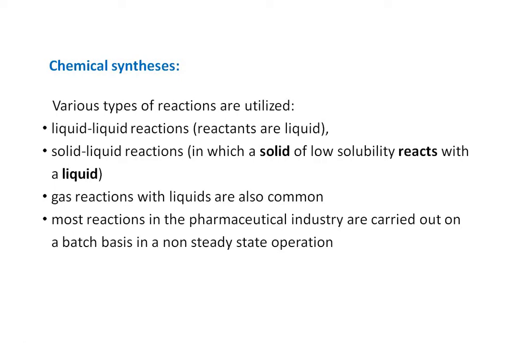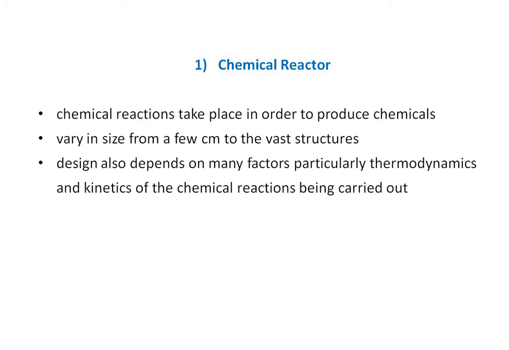Now, we are moving towards an introduction of some commonly used equipment in the pharmaceutical industry. The first type of equipment we will discuss is the chemical reactor. A chemical reactor is a system in which chemical reactions take place in order to produce chemicals. They can vary in size from a few centimeters to vast structures. The design of chemical reactors also depends on many factors. It can depend on thermodynamics or kinetic properties of the chemical reactions being carried out in a laboratory.